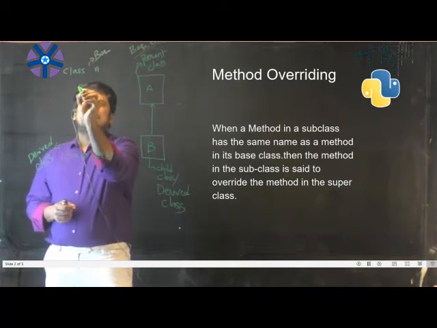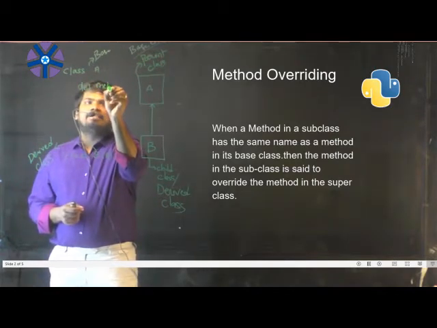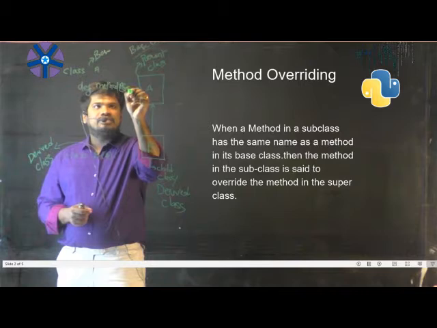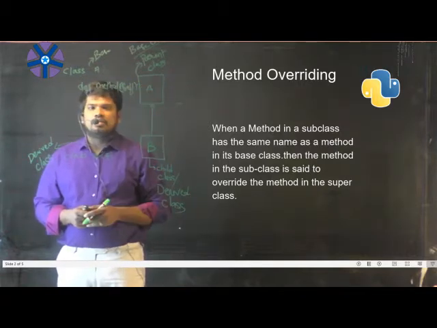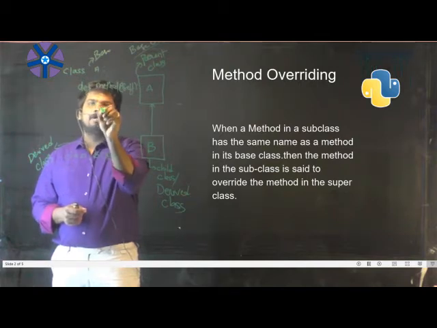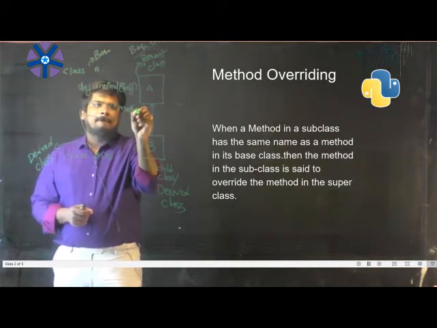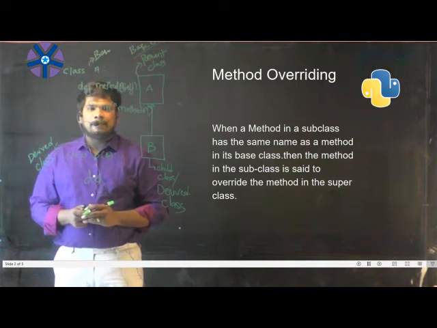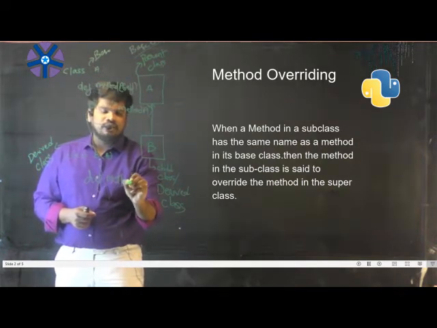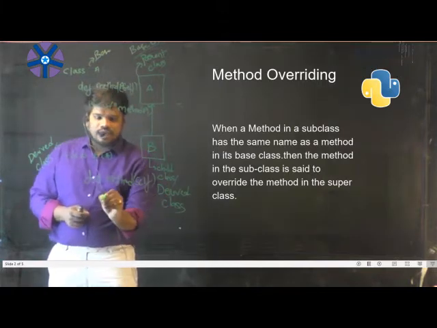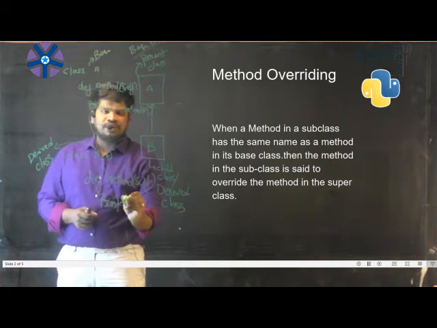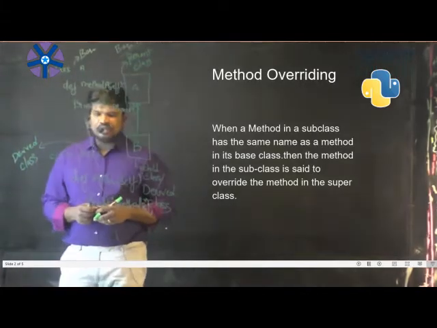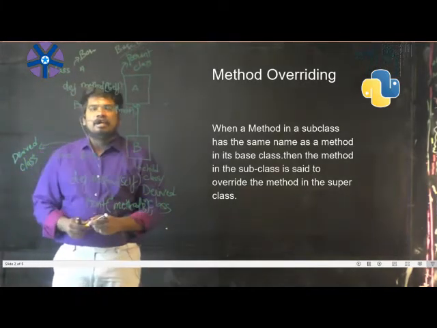For example, in class A I am having one method, and the name of that method is method. It takes self as an argument followed by parentheses, and inside I am writing one print statement, print method of A. And here I am taking one more method, def method, which takes self as an argument, and I am writing a print statement, print method of B. Observe carefully here.